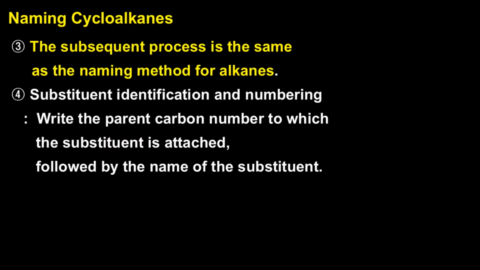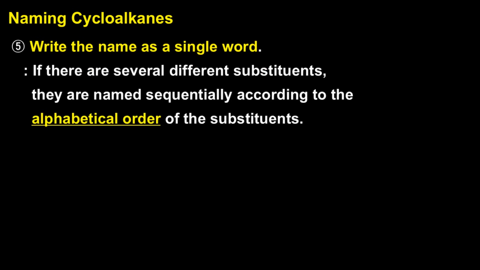Once we've numbered the ring, the rest is just like naming straight-chain alkanes. We figure out what each substituent is and assign a number based on where it's attached. Then we list all the substituents in alphabetical order when we write out the full name. The last step? Just put everything together into one single word. If there are multiple substituents, list them in alphabetical order, but ignore prefixes like di, tri, and tetra. And finally, the name of the parent cycloalkane goes at the end.